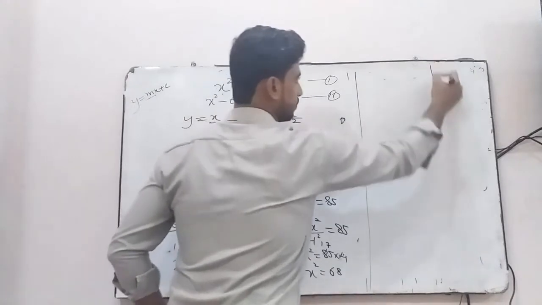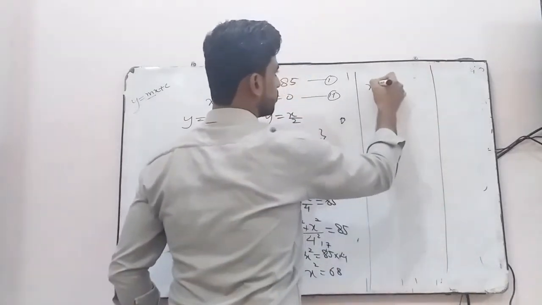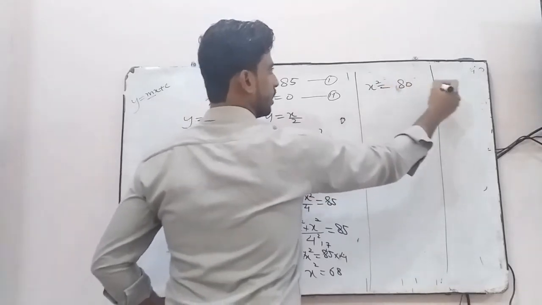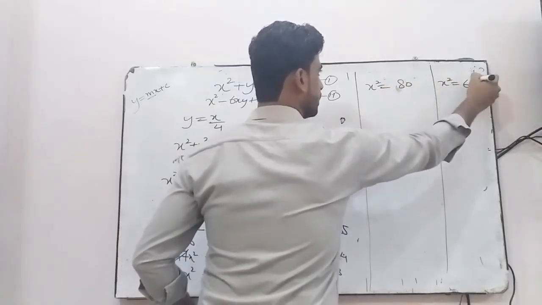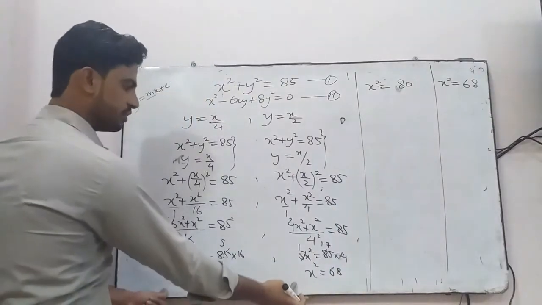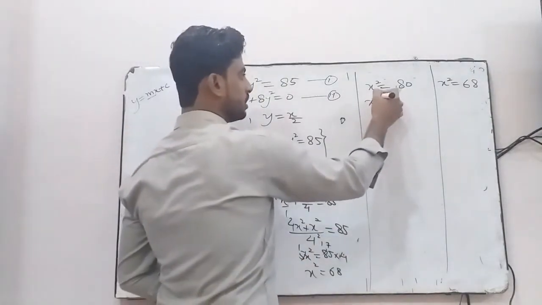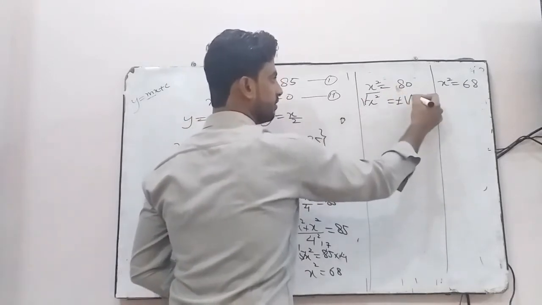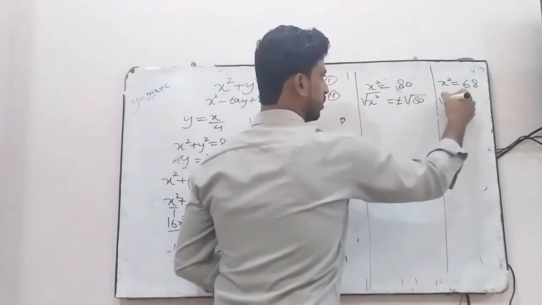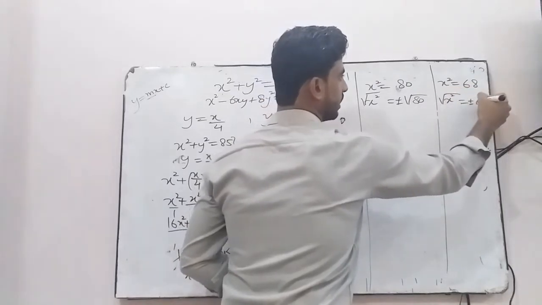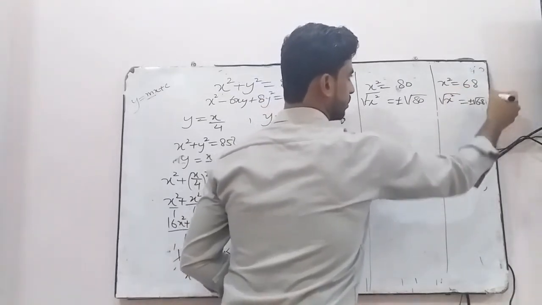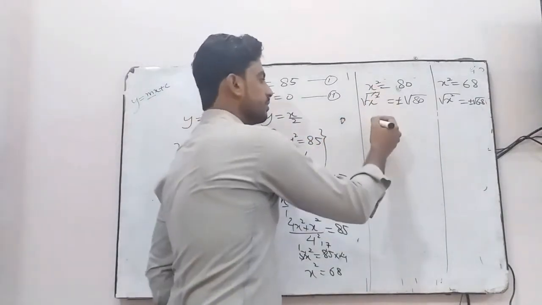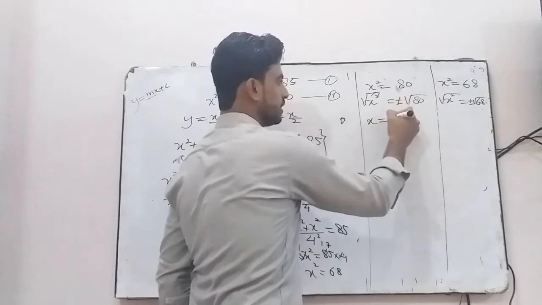We will solve them separately. First equation is x² = 80 and here x² = 68. So we have got these two conditions. So x should be equal to, taking the square root, positive negative √80. Here it will become positive negative √68. The square root cancels, it is just x plus negative.